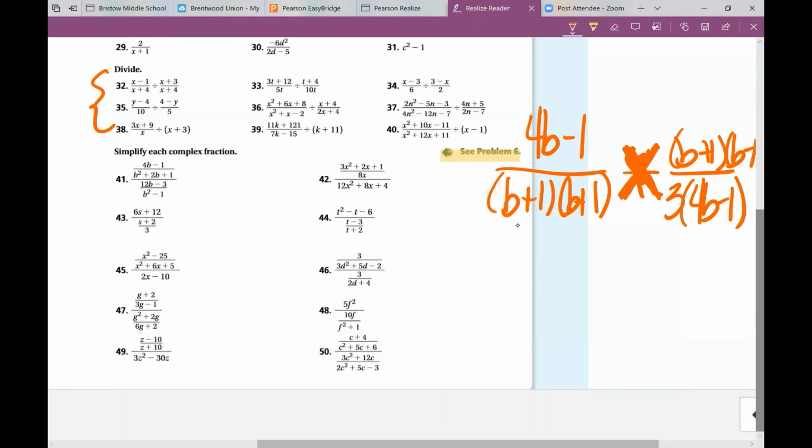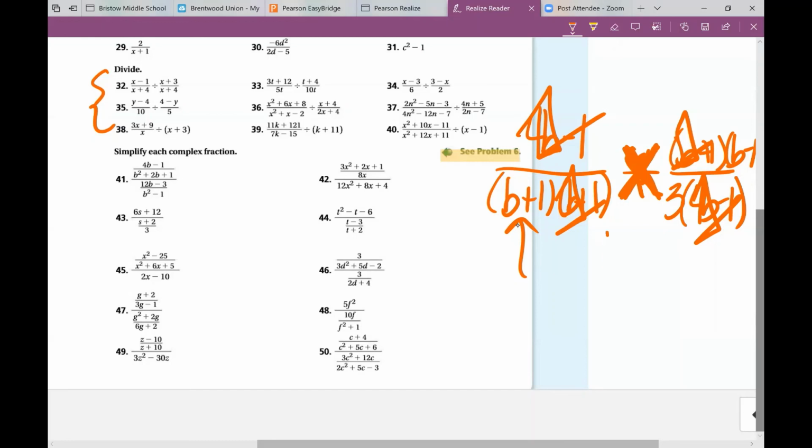And I just begin to look to see what I have in common. So 4b minus 1 is in both of these spots. B plus 1 is in these spots. You also could have gone with this guy if you had wanted to. And what I have left in the numerator is b minus 1, and I don't see a b minus 1 anywhere in this problem on the bottom.